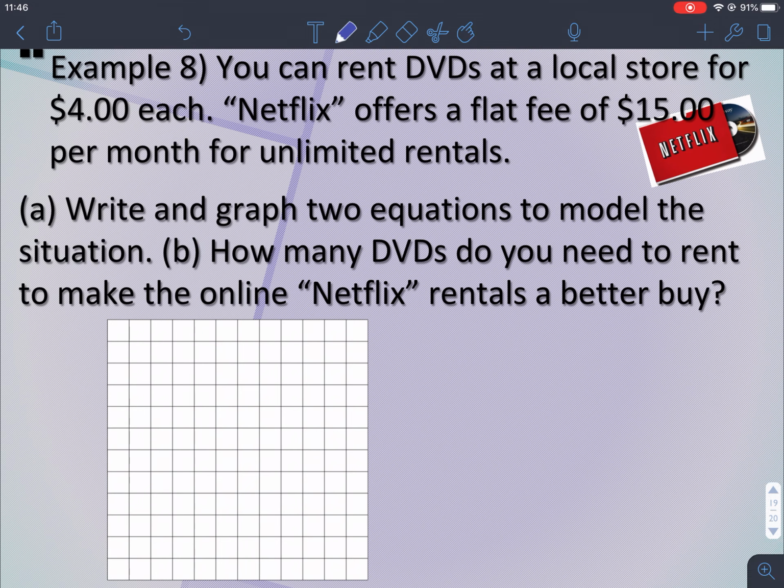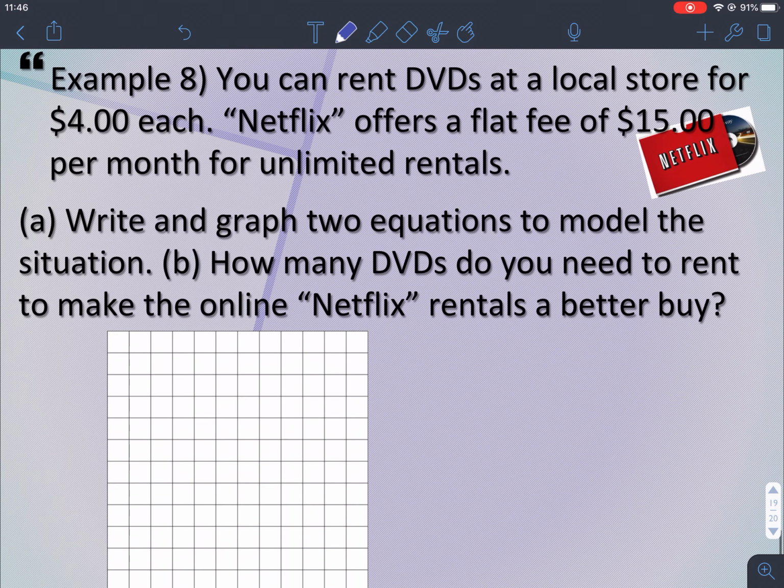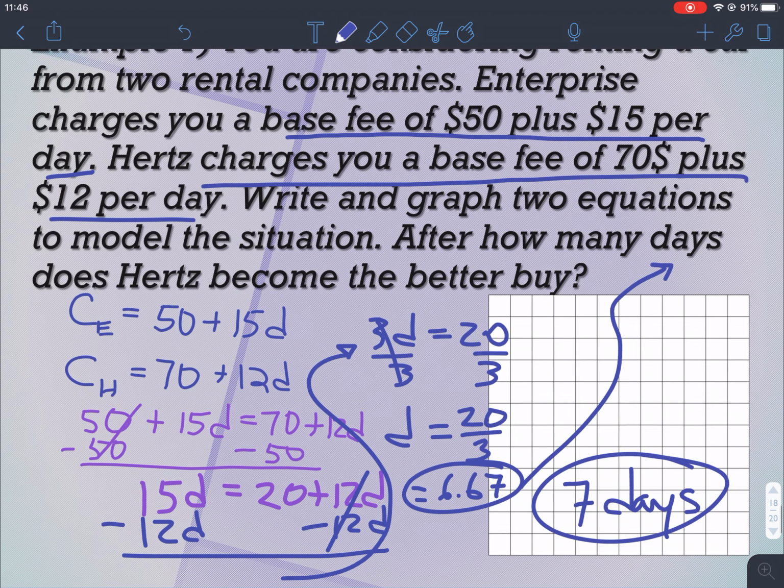All right, here we go. The first cost for, say, rental DVDs would be $4 per DVD. So I'll put D there. There is no upfront cost. Compare that with renting a car where you have to start by paying a base fee. You do not have to do that here.